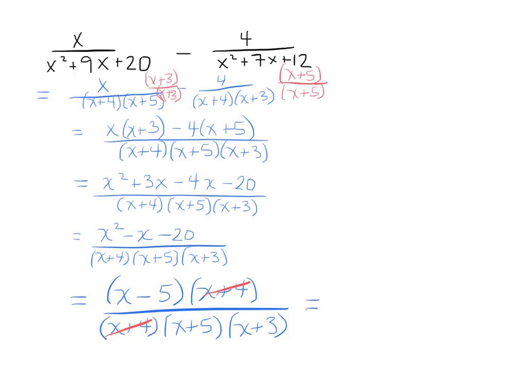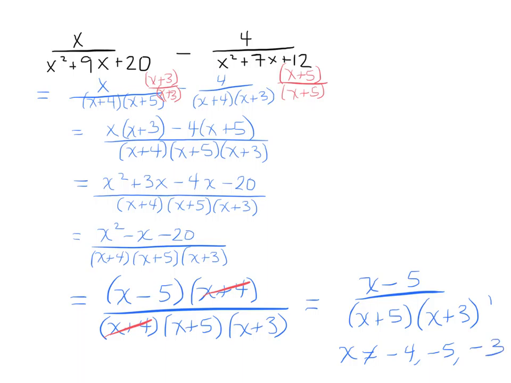So this becomes x minus 5. Here's that final thing. X minus 5 over x plus 5 times x plus 3. And x cannot equal negative 4, negative 5, and negative 3. All of this is the answer.